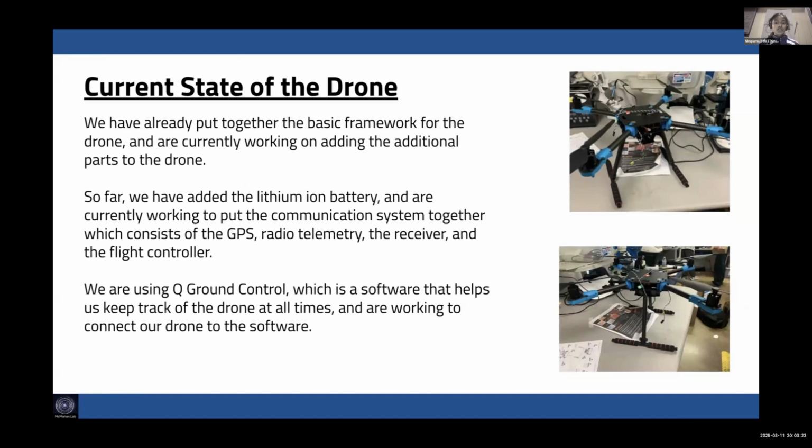We're using QGroundControl in addition to Betaflight, which are both software that help us keep control of our drone at all times. And right now, we are working to connect our drone to the software.